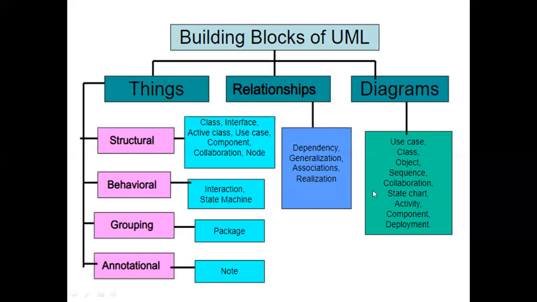Next one, state chart diagram. In the state chart diagram, we are representing state machines, that is, the state machine and relationships. Next, in the activity diagram, we are representing active classes, that is, the active classes and the relationships among the active classes. Next one, in the component diagram, you are explaining about packages.